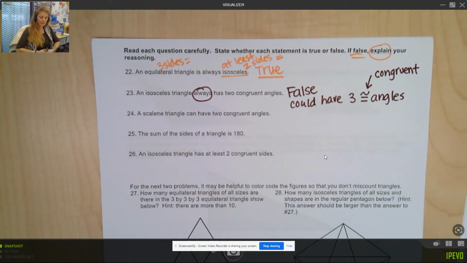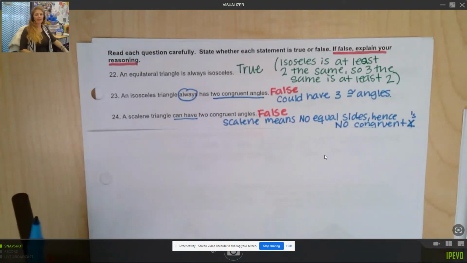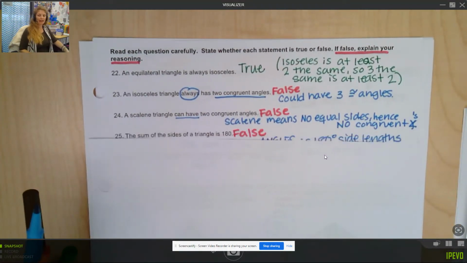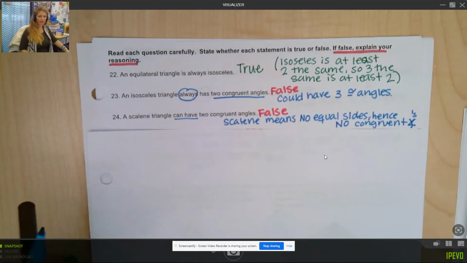So go ahead, finish 24, 25, and 26. Pause the video, and we'll go over them as soon as you're ready. Okay, let's see how you did. 24. A scalene triangle can have two congruent angles. This is false. Scalene means no equal sides, hence there can be no congruent angles.